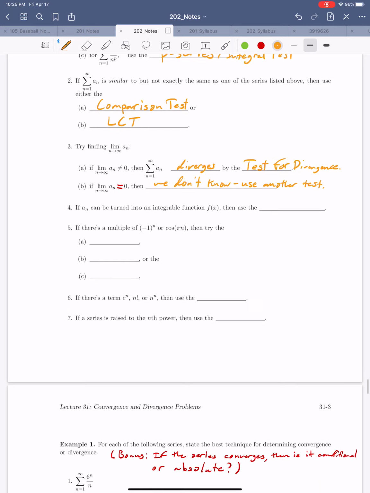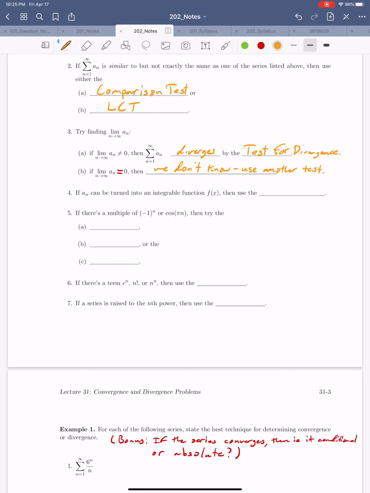Okay. Now, obviously, if you can turn something into an integrable function, I should also point out that it is positive, continuous, actually maybe I should say here, it's positive, and can be turned into a continuous integrable function. Maybe I should say continuous decreasing integrable function. Then we use the integral test.